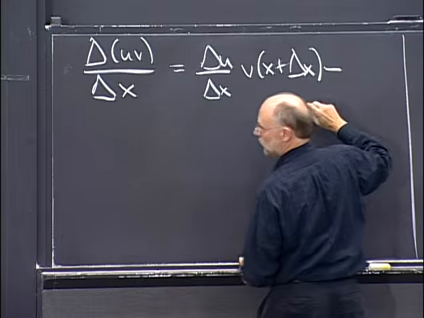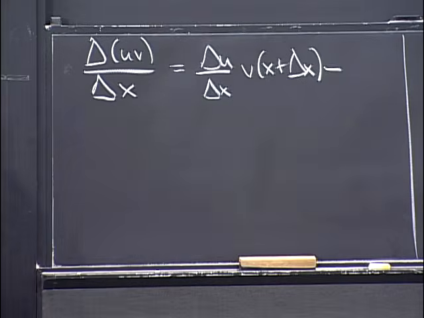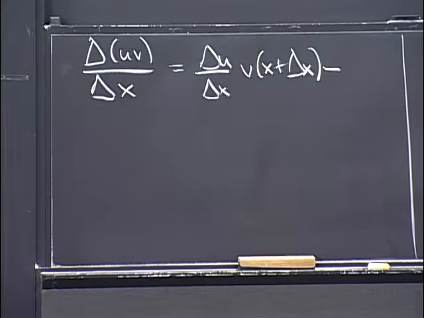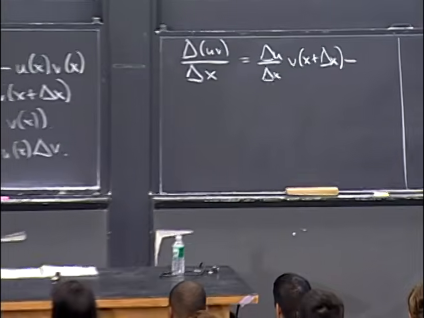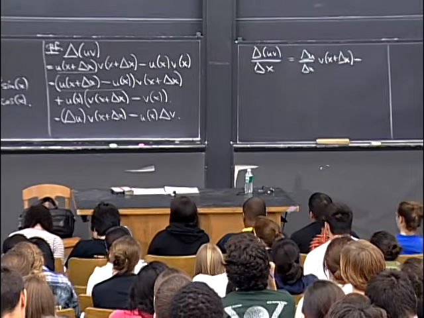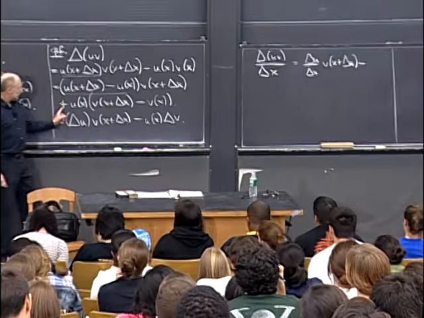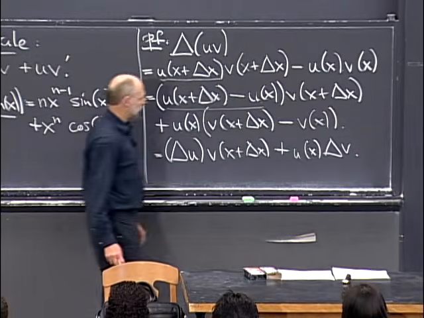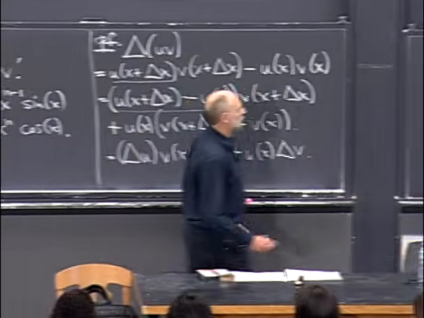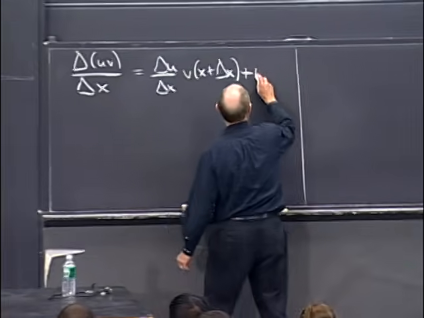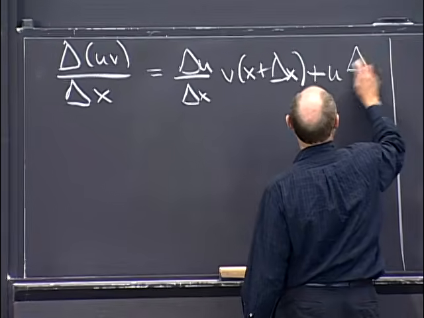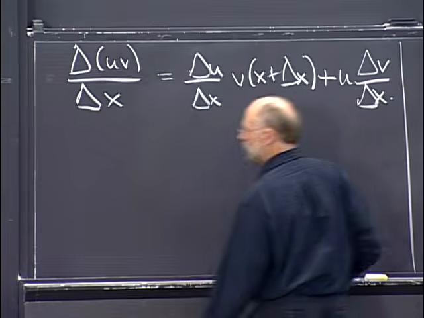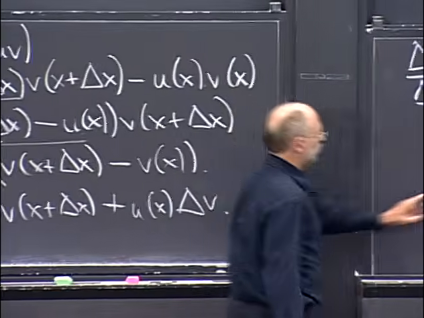Have I made a mistake here? This plus magically became a minus on the way down here, so I'd better fix that. Plus u times delta v over delta x. This u is this u over here.